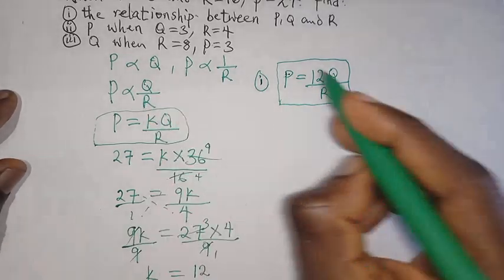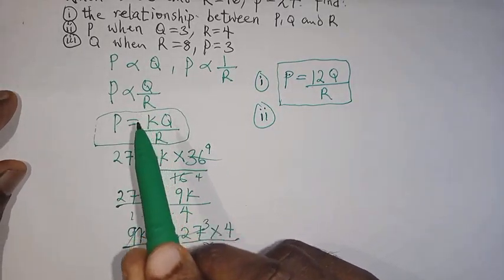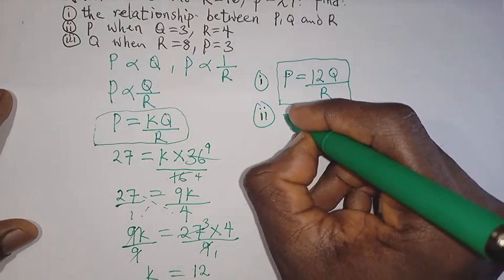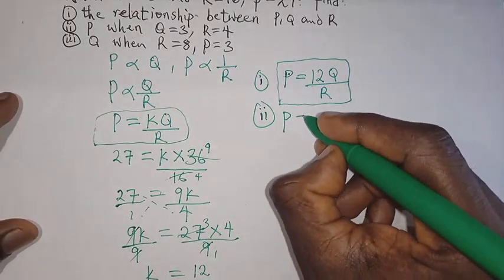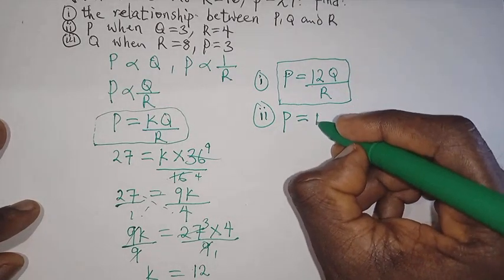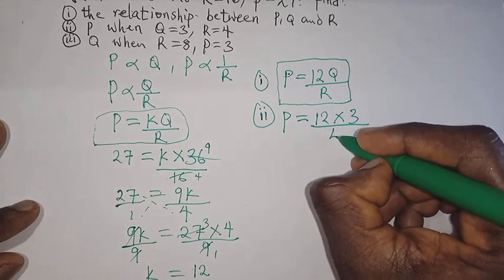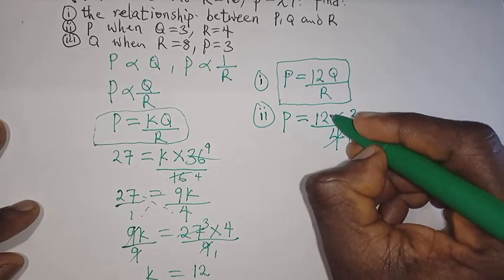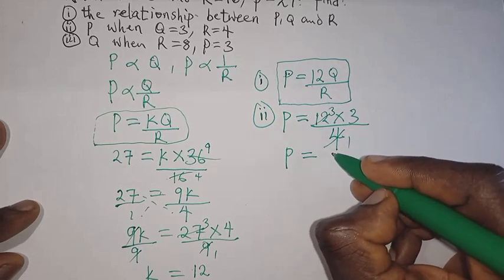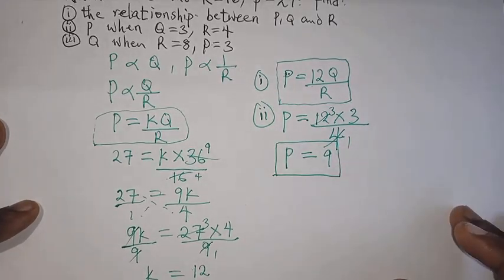Then the next part of the question says 2. It says find P when Q equals 3 and R equals 4. So I'm simply going to use this same relationship. So the value for P when Q equals what? 3. So that's 12 times 3 and R equals 4. So the value is going to be 4 here 1, 4 here 3. So P is simply equal to 3 times 3, 9. So that is the value for P.